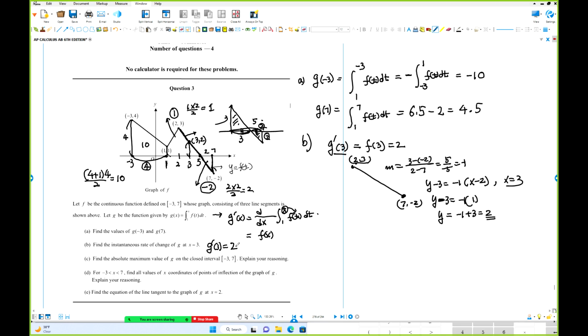And to find the equation, we don't have to, right? Just to find out the rate of change, the derivative, g prime of 3, that's what it's asking, okay? The second one is to find the absolute maximum value of g in the closed interval 3 to 7. Where is the absolute maximum?